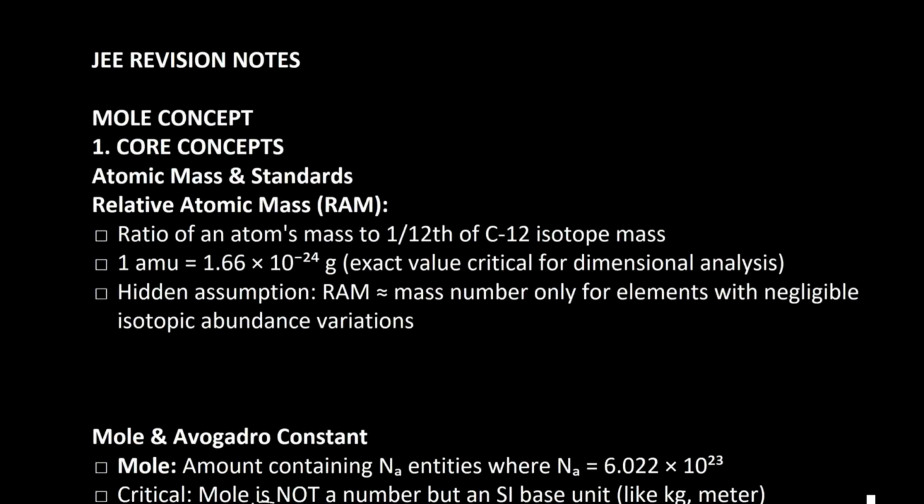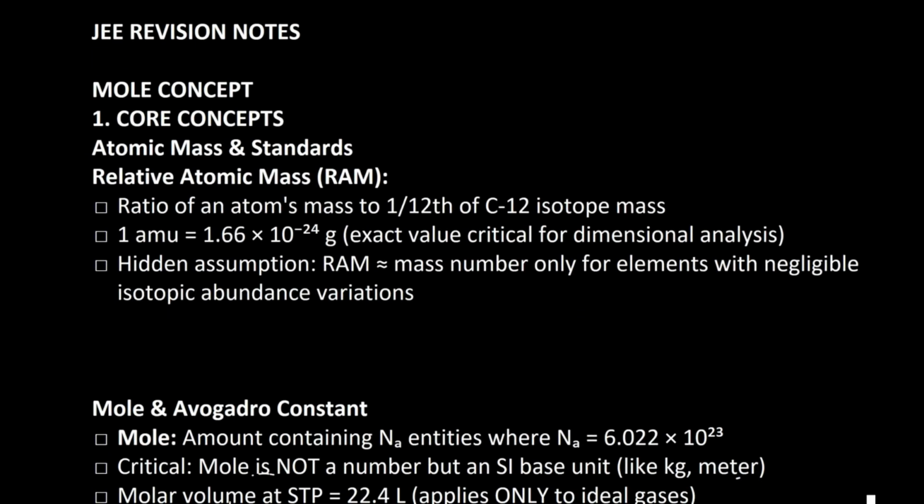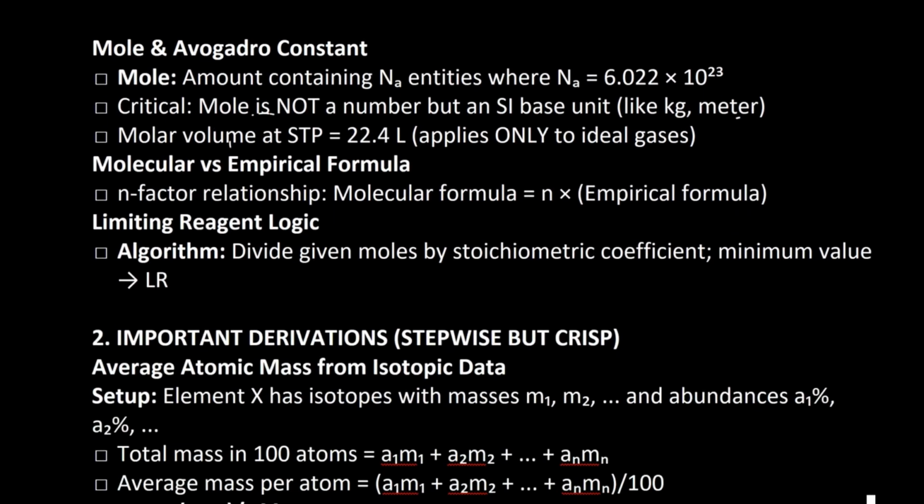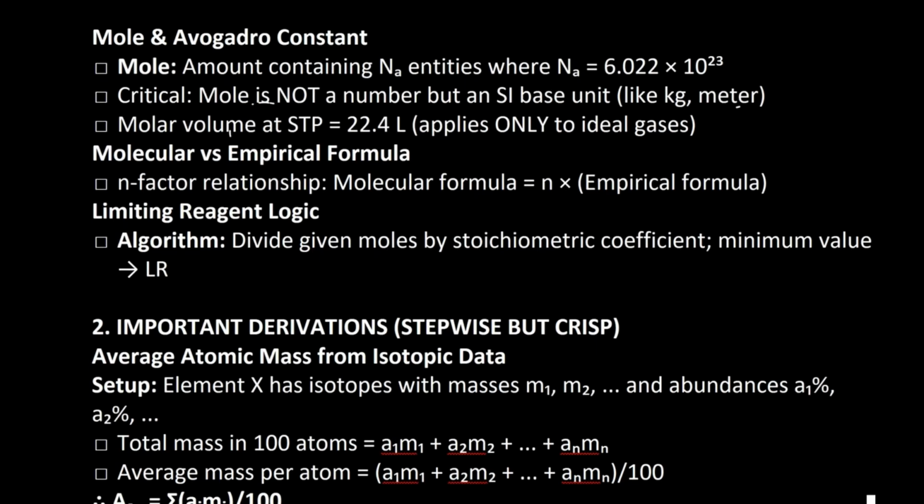So let's get started with the first chapter, mole concept. That is a very simple but very essential chapter to solve the numerical problems from other chapters. Relative atomic mass we know, which is 1/12 of the carbon-12 isotope, and mole and Avogadro's constant. 1 mole is equal to 6.022 × 10^23, not minus, plus 23. That much big the mole is. Mole is just a number.